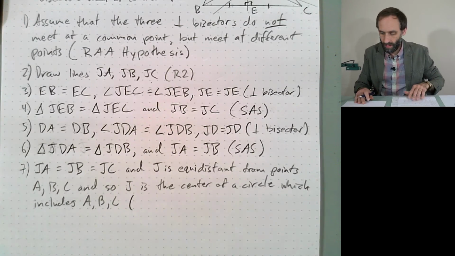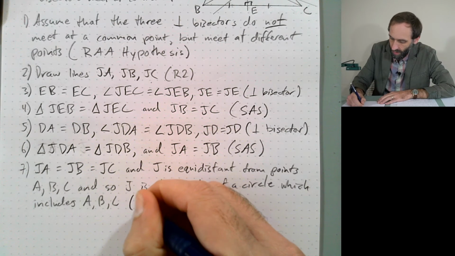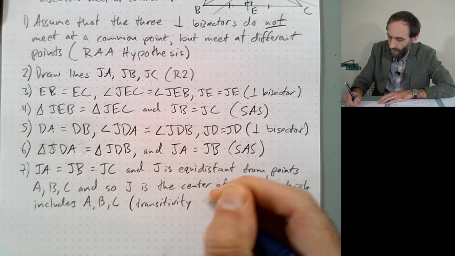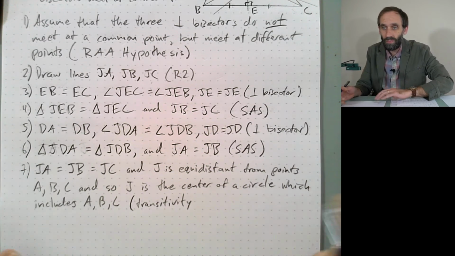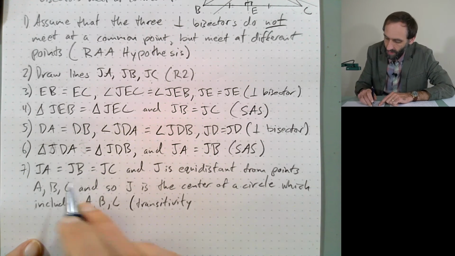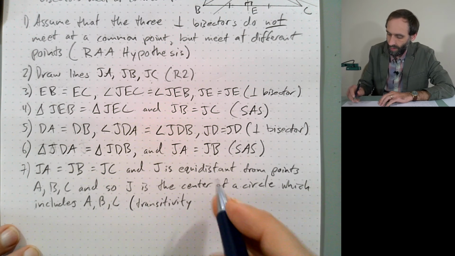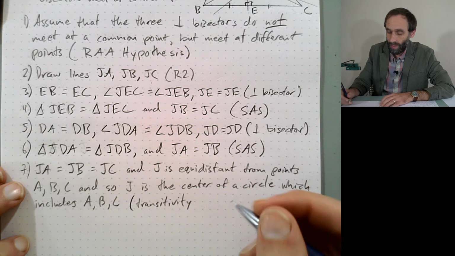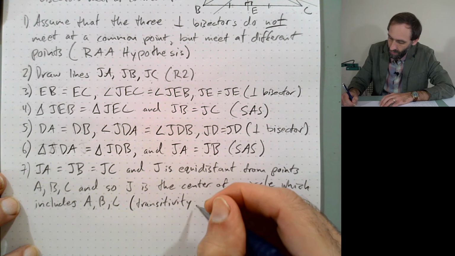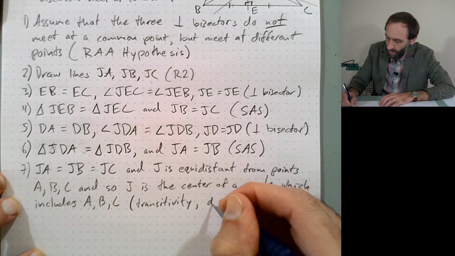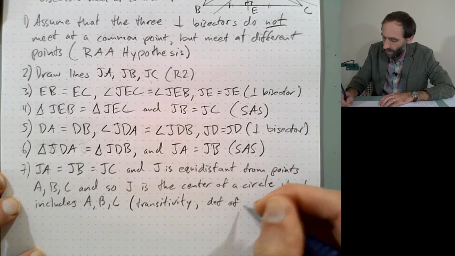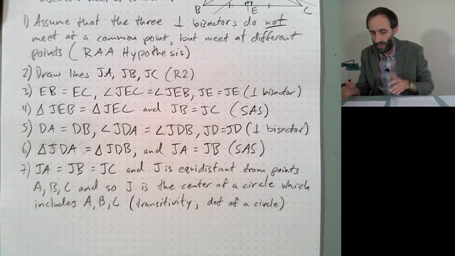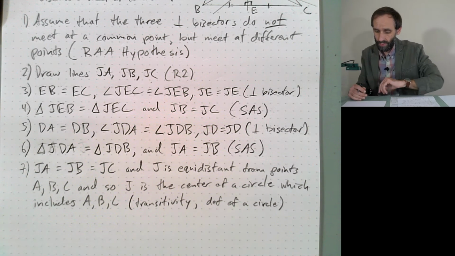So I'm just going to go ahead and state here transitivity. And I know I'm kind of pushing two steps in one here by doing the transitivity step and the equidistant step, the circle step, but I don't want to run out of space on my paper, so that's what I'm doing. So transitivity and the definition of a circle. You are, of course, welcome to separate the two steps.